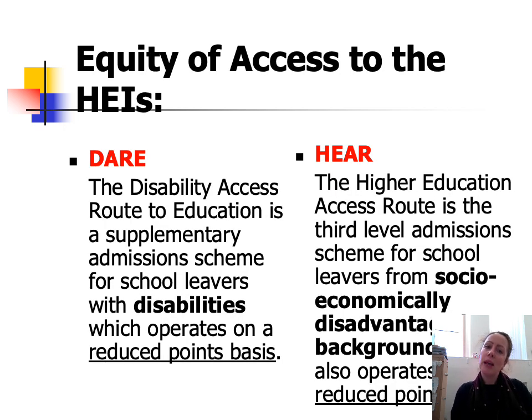Now, access to the higher educational institutes. So this is the DARE and the HERE scheme. So I'm going to talk to you a little bit about this. The DARE scheme is called the Disability Access Route to Education, and it's a scheme for school leavers with disabilities, and it operates on a reduced points basis. The HERE scheme is a third level admission scheme for school leavers from socio-economically disadvantaged backgrounds, and they both work in the same way on a reduced points basis and also offer a number of supports when students reach third level.